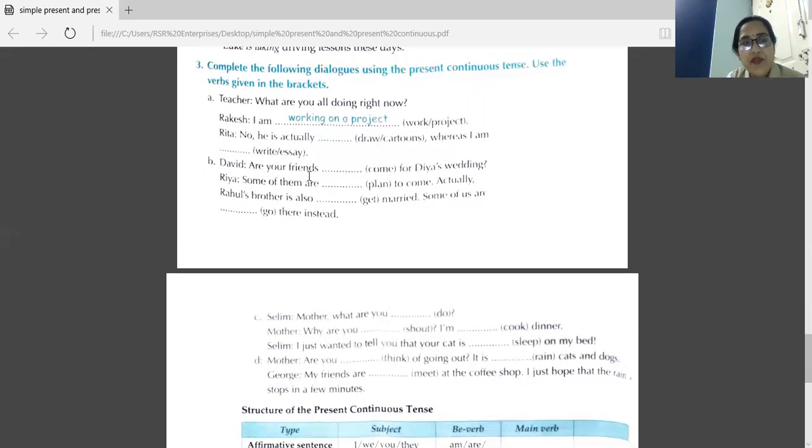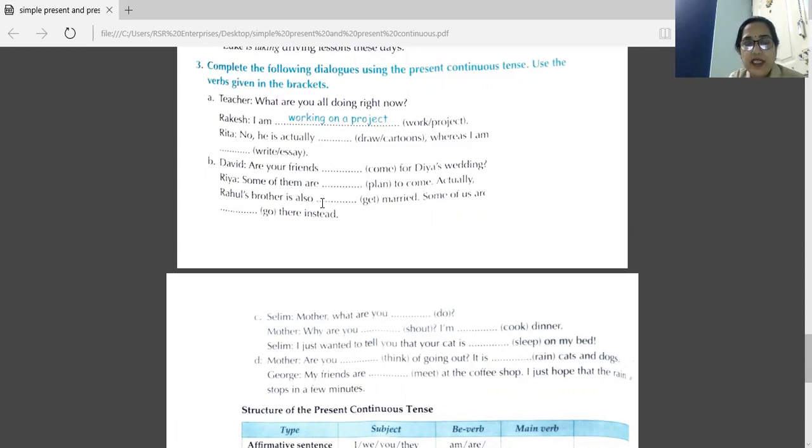Are your friends coming for Diya's wedding? Now "are" is already written there. It's an interrogative one. So "are" is already written there. That means you have to use only "coming." You will not write it this way: "Are your friends are coming?" That is wrong. "Are" is already there. So, are your friends coming for Diya's wedding? Some of them are planning. "Are" is already there. So planning to come.